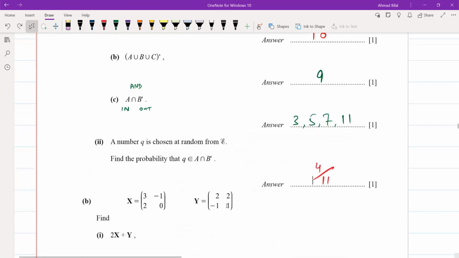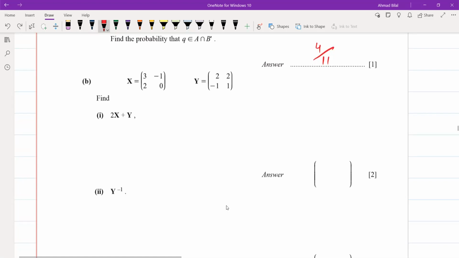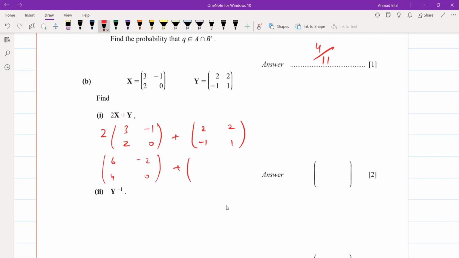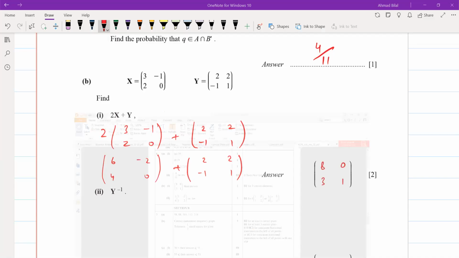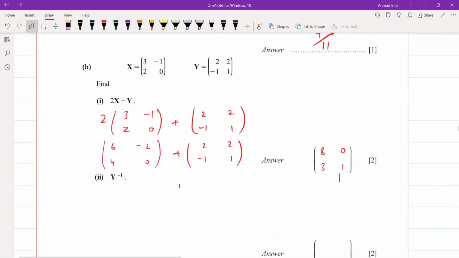Okay अच्छा, then it's some matrices, 2x plus y. So just evaluate that. 2 into 3, 2 minus 1, 0 plus y, so that's minus 1 2 1. We get 6 4 minus 2 and 0 plus 2 minus 1 2 1. What do we get from this? We get 8 and 0 and 3 and 1, right? So that's our result here. उसके बाद कहते हैं inverse find करें.